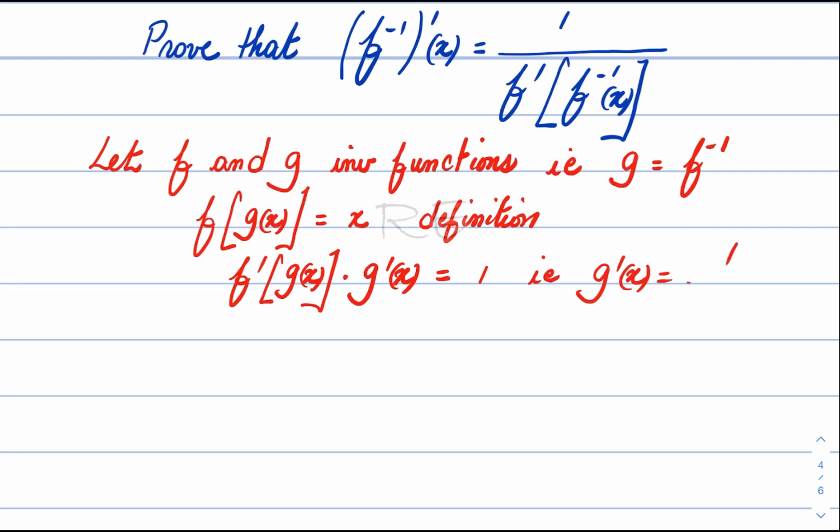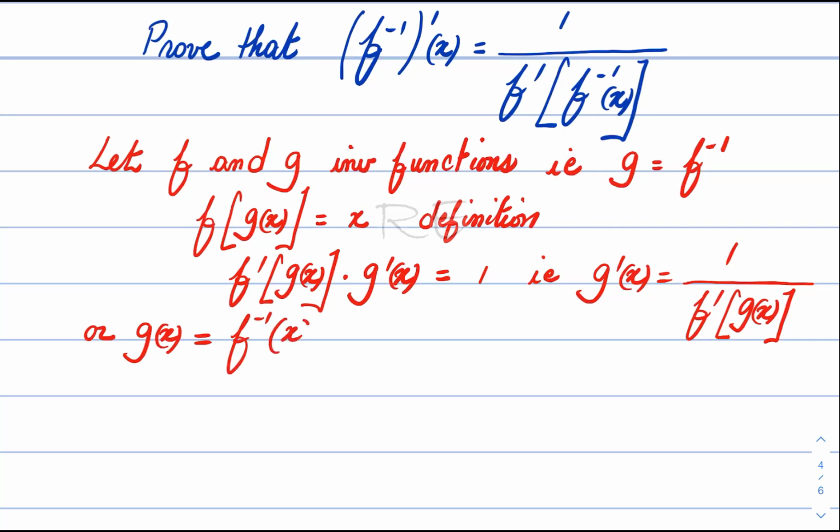Which means if we want g prime of x, we will have to divide both sides by f prime of g of x. So g prime of x is equal to 1 over f prime of g of x. Now remember, g of x is equal to the inverse of f of x.